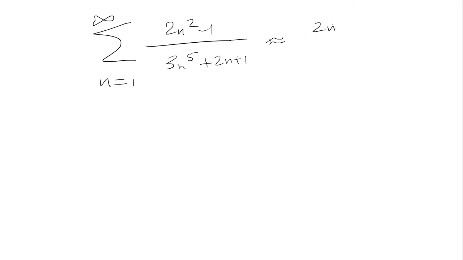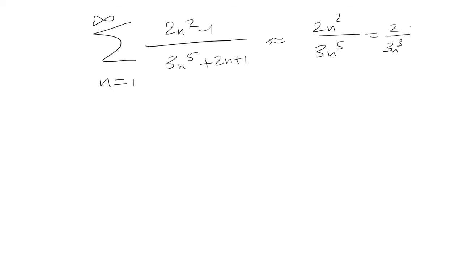Okay, next example. n equals 1 to infinity of 2n squared minus 1 over 3n to the 5th plus 2n plus 1. So I want to use the limit comparison test again. I'm going to approximate this. You always look at the highest degrees. So it's 2n squared over 3n to the 5th, which is 2 over 3n cubed.